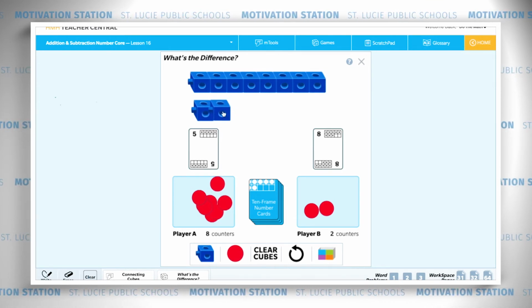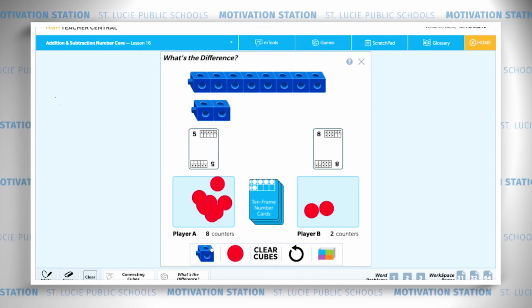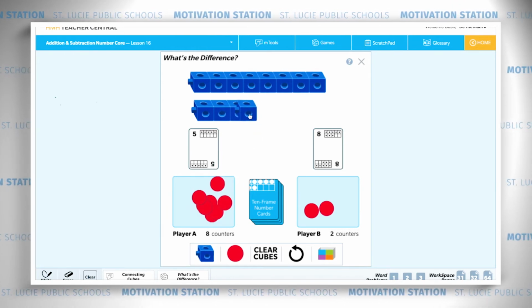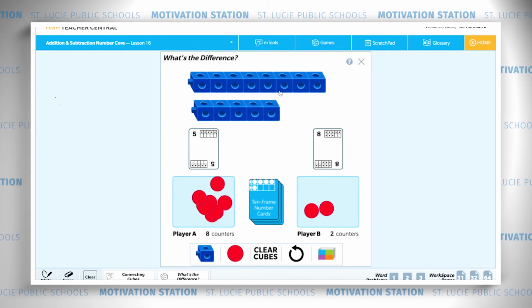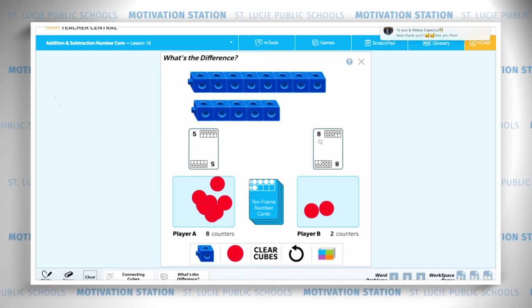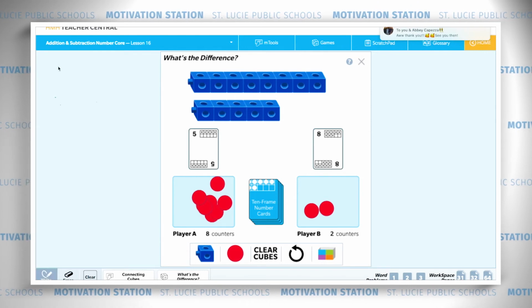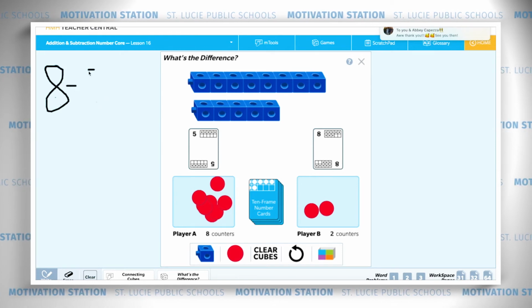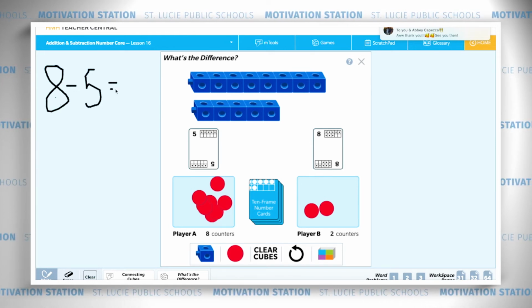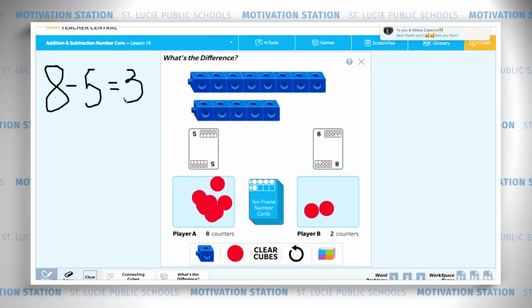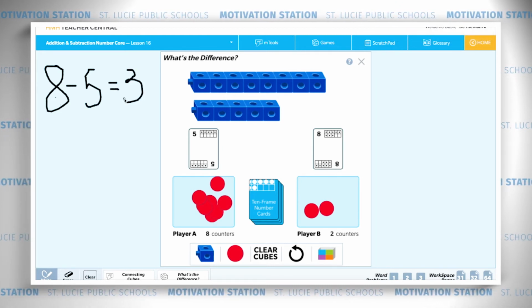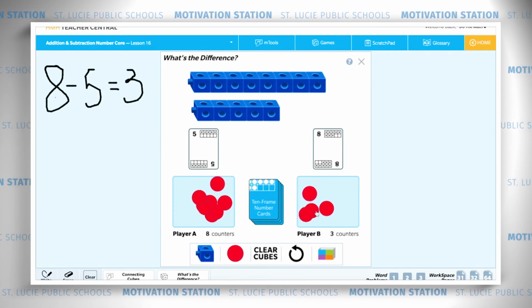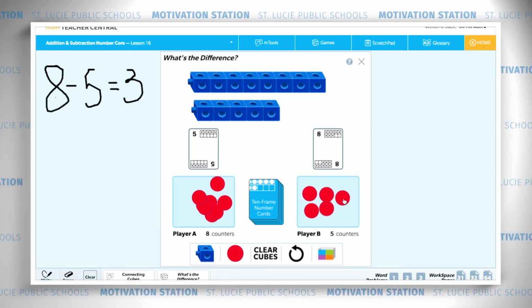1, 2, 3. Oopsie, where'd that one go? Get in that cube. Gotta drag it all the way up. 3, 4, 5. Okay, now let's find the difference. 1, 2, 3. Okay, let's write that equation. We have 8 cube train, our big number will go first, minus 5, and our difference is 3. Okay, now Puppy Dog, he picked the bigger number, so he gets 3 counters. 1, 2, 3. Oh, you're catching me, Puppy Dog.